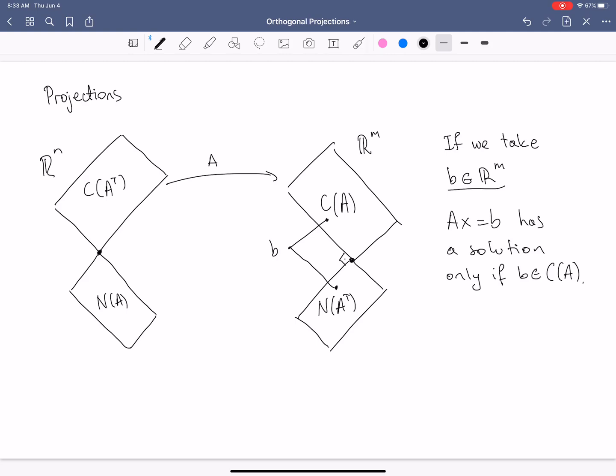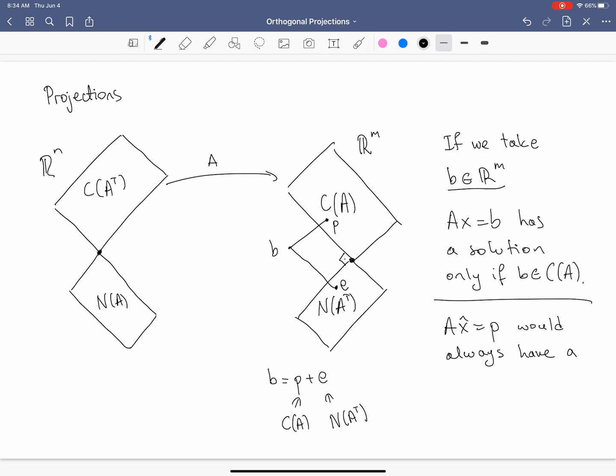We will call this component of b, which is in the column space, P, and we will denote by E the other part that is in the left null space, so that we actually have b equals P plus E, with P in the column space of A and E in the left null space of A. The key here is that Ax equals P, except this would not be the same x, there would be an x hat, would always have a solution even if Ax equals b doesn't.